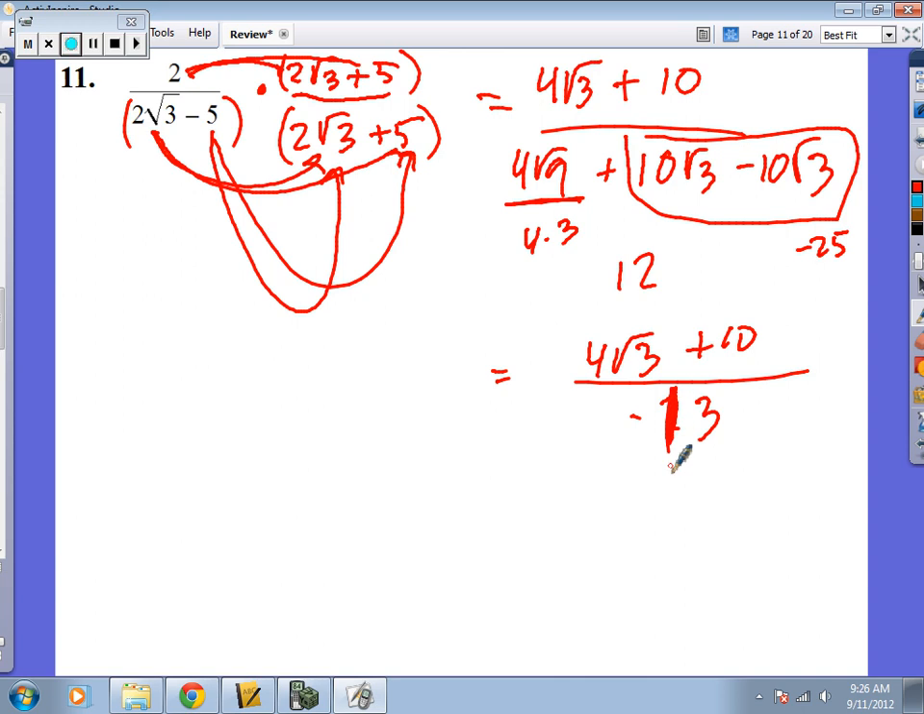You can either leave it like this, but if there was a multiple choice and this was not A, B, C, or D, but this was a negative 4 times the square root of 3 minus 10 divided by a positive 13, they're the same thing. So on a multiple choice, if you get this, but this is your option, they're the same thing.